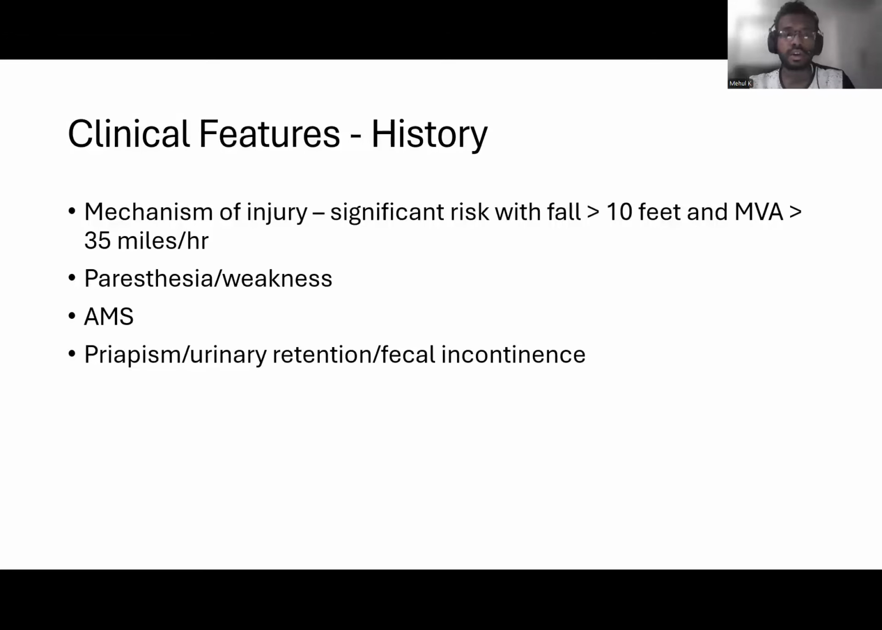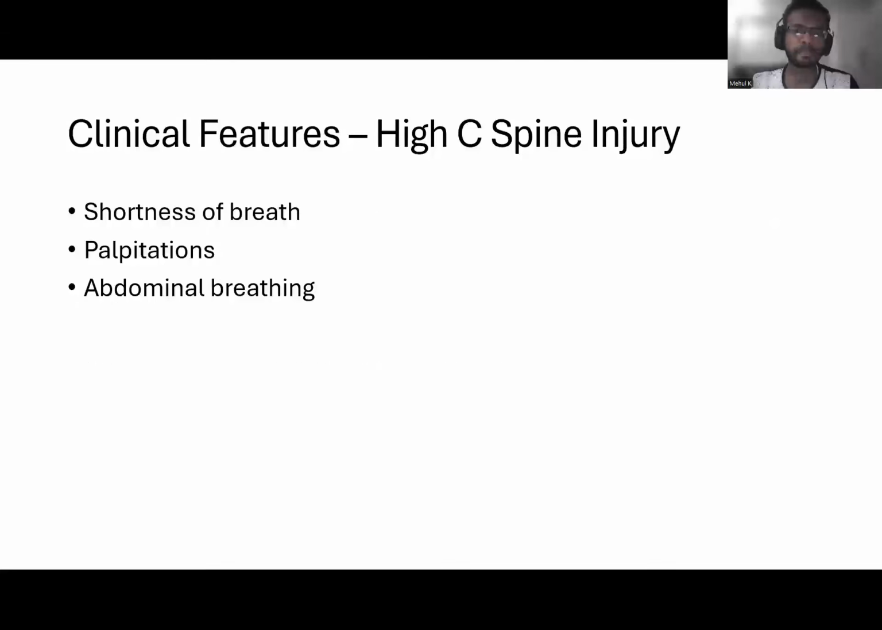Any kind of paresthesias or weakness in any of the limbs, any type of altered sensorium. So any kind of patient who is altered, you cannot clear the cervical spine without imaging. Any kind of altered sensorium, you cannot clear the cervical spine without imaging. Very important to understand. Then obviously, other features like bowel or bladder symptoms or priapism are obviously going to make you think of some kind of spinal cord issue in the context of trauma.